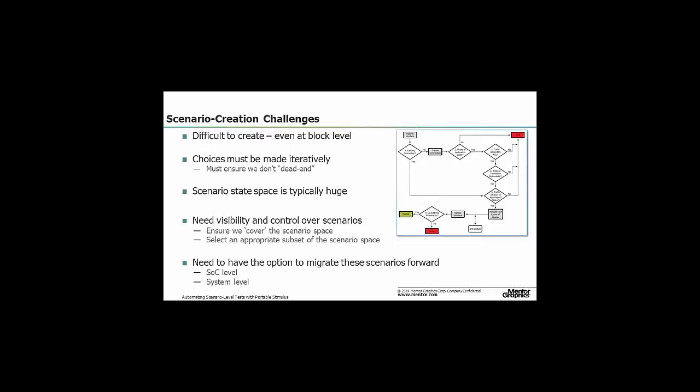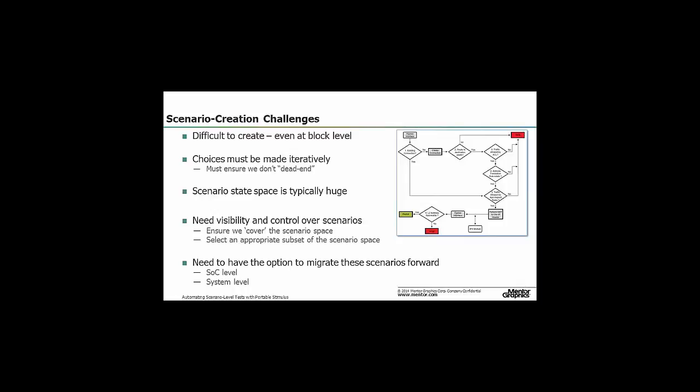So you have to have a tool and a methodology that can iteratively make decisions on the way to what kind of scenario should be produced. Typically, the state space is huge, even at the block level, not to mention at the SOC level. There are billions and billions of combinations, so you can't cover everything. And that's why you need to ensure that we cover the scenarios that we're really interested in, that we don't miss them in this huge state space.